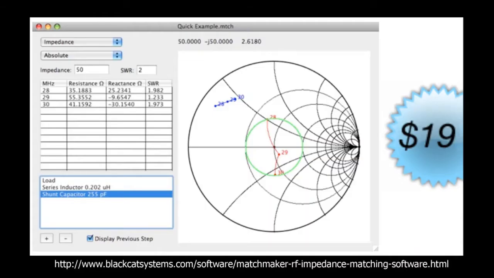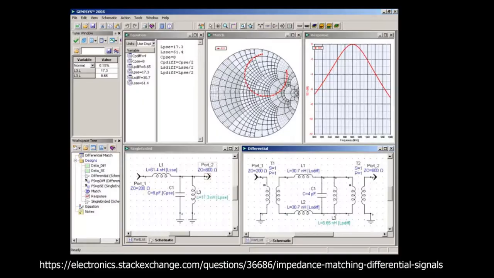Here's another one. This one is an RF impedance matching software by Black Hat Systems. They sell it for $19, as you can see. Still based on your Smith chart. And lastly, another one I found in a forum. It's the Genesis software. It's a network analyzer, but it still makes use of your Smith chart to balance or to match impedances. As for us, we use pen and paper to solve our impedance matching.